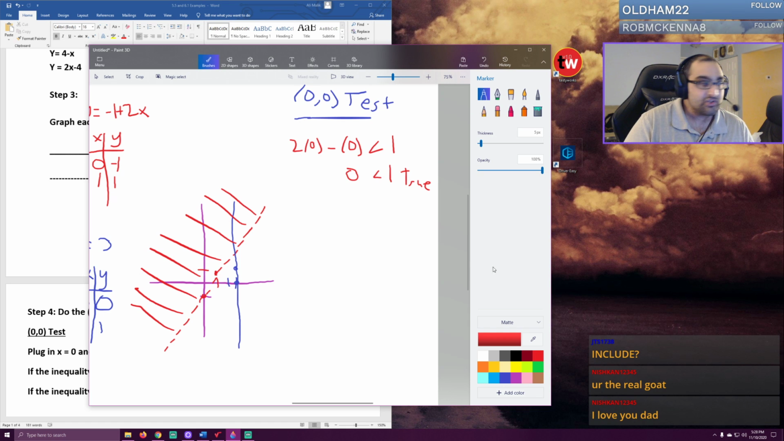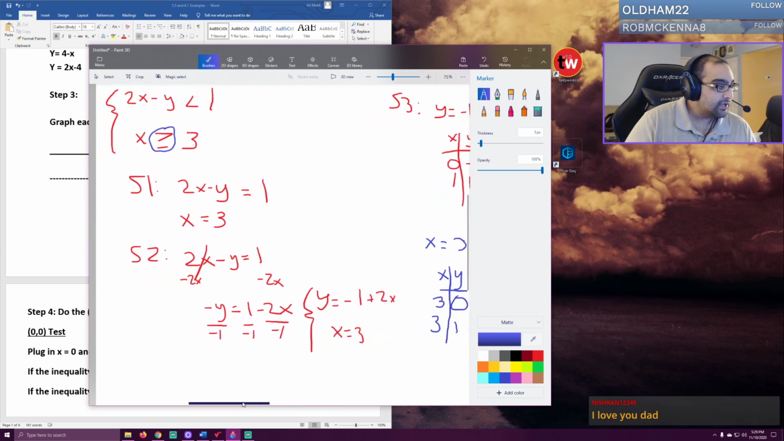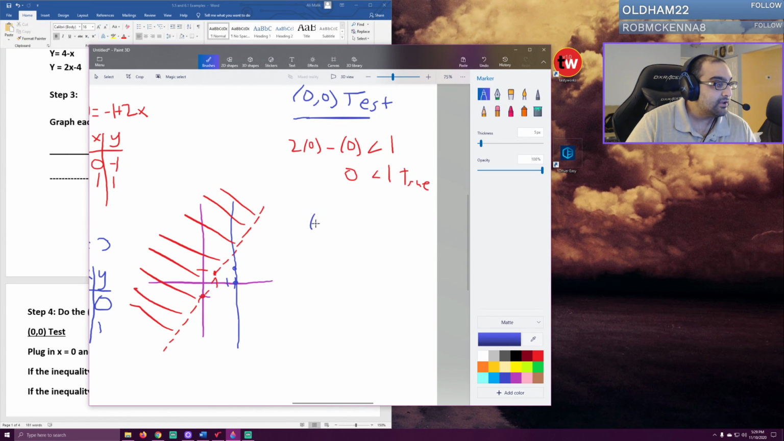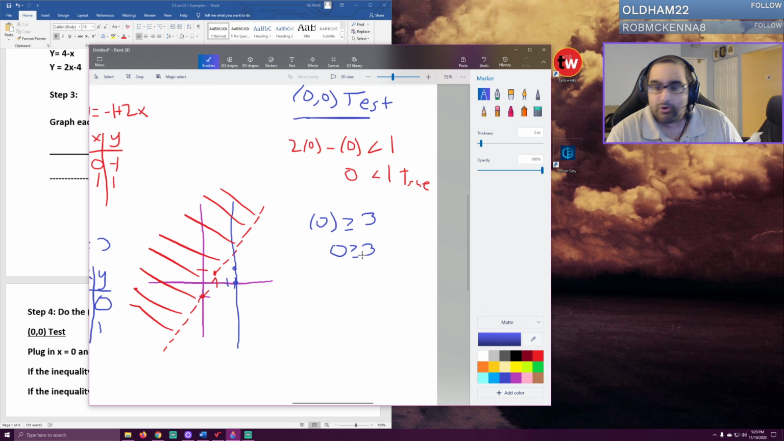Let's look at the next one here. So we're going to do the 0, 0 test here in this case. It is x is bigger than or equal to 3. So we have 0 bigger than or equal to 3. So let's answer this question once again. Is 0, true or false, is 0 bigger than or equal to 3?